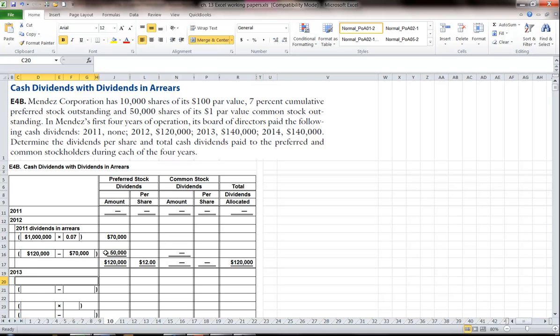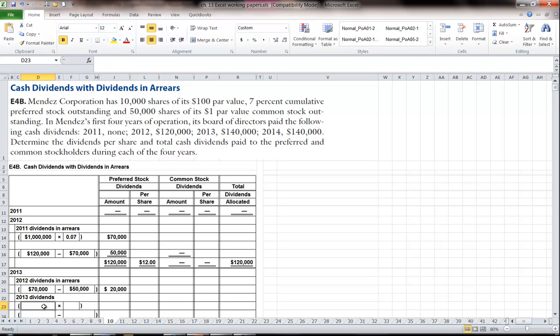So for 2013, first we have to ask, do I have any dividends in arrears? And I do, because I was not able to pay the full $70,000 owed for 2012. So the first thing I'm going to have is my 2012 dividends in arrears, which was the difference of the $70,000 that was owed minus the $50,000 that was paid, which leaves me $20,000 that will be paid to our preferred stockholders. That represents 2012. And then we want to take a look at our 2013 dividends, keeping in mind that the board of directors only declared a total payout of $140,000.